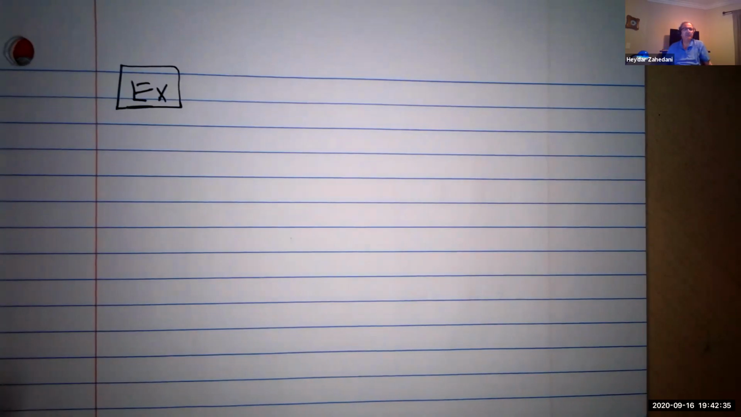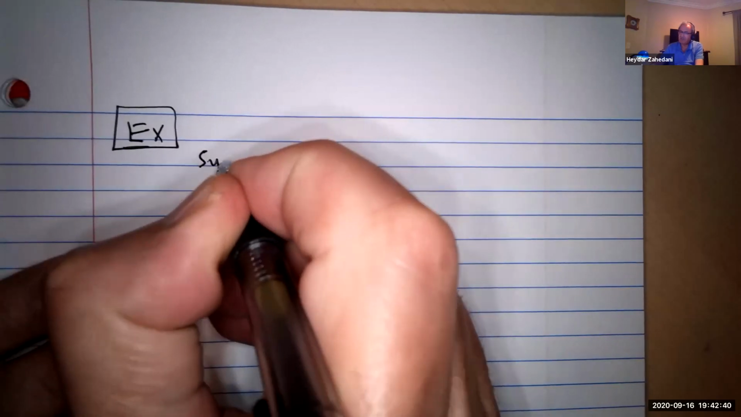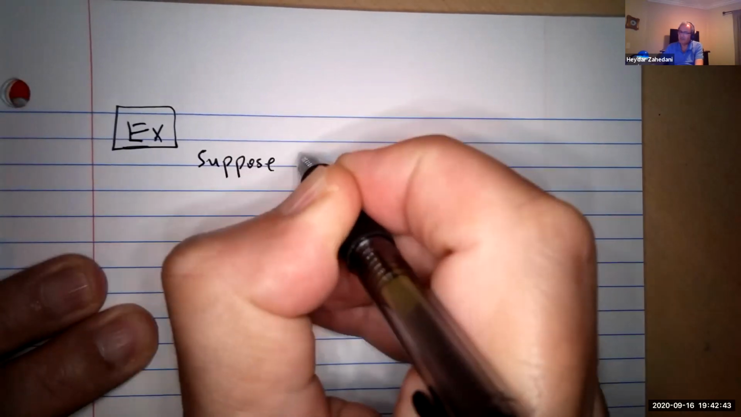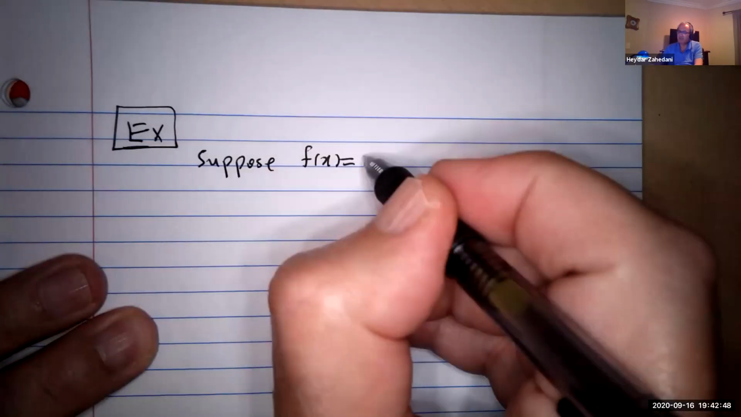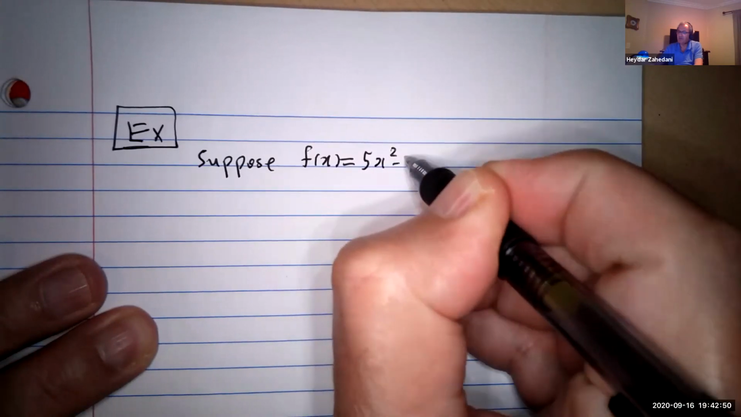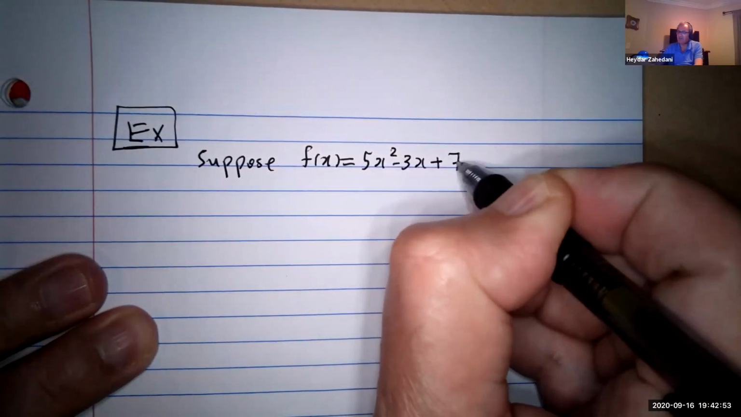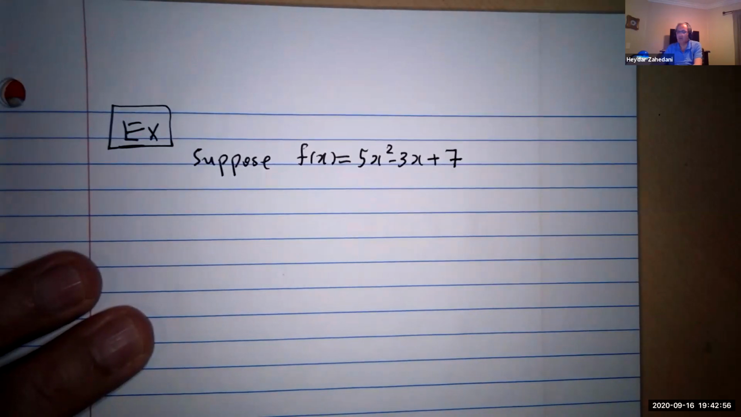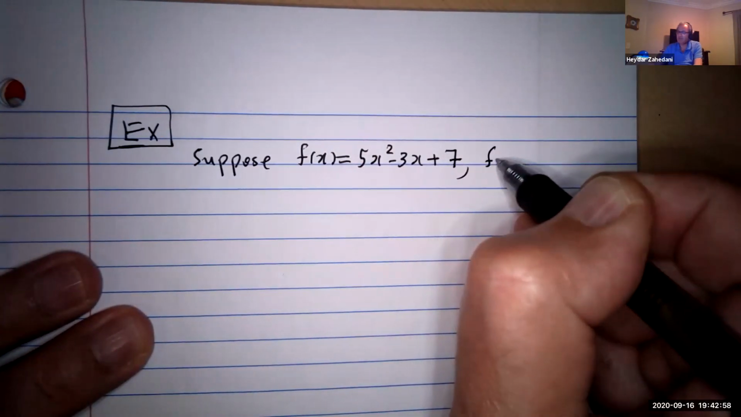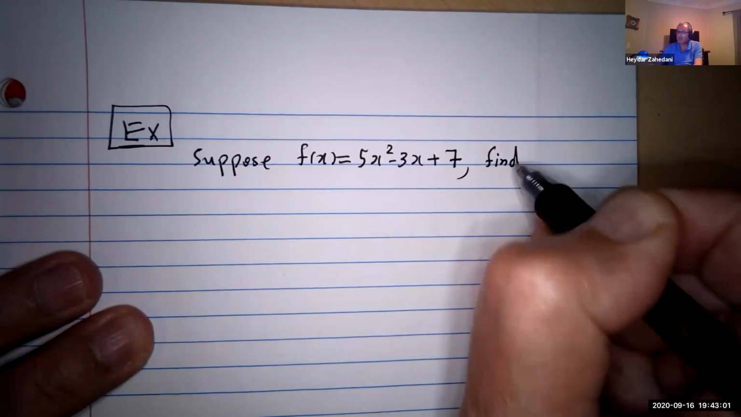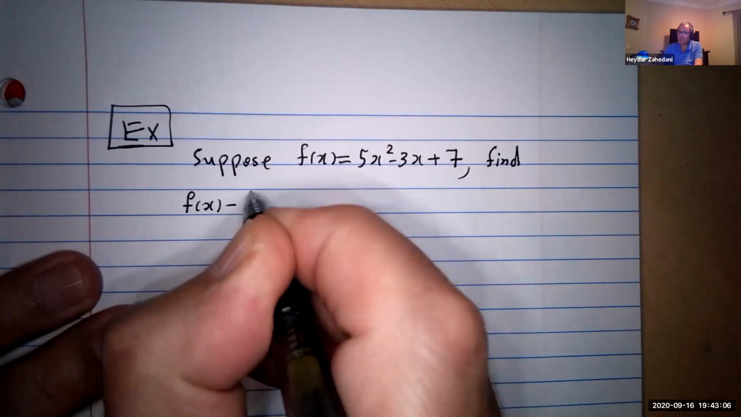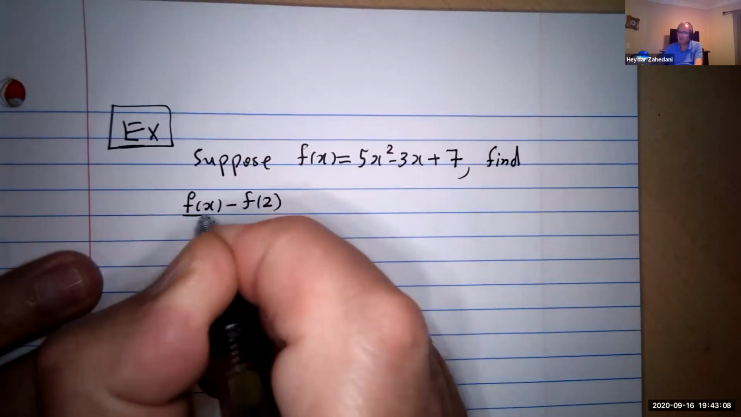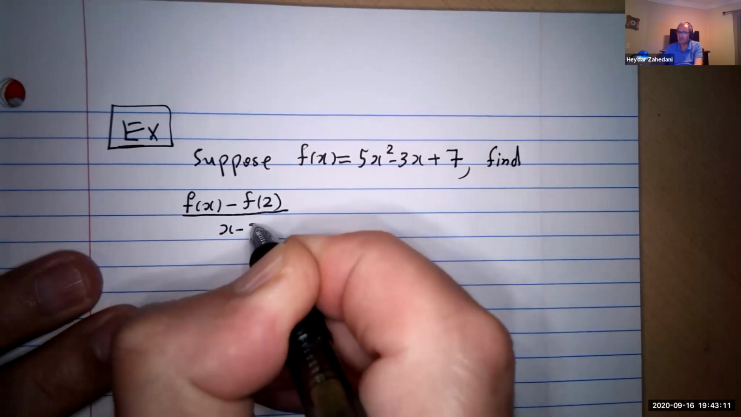This example is going to be a function that would be given to you. They give you this function. Suppose the function is f of x equal to 5x squared minus 3x plus 7. This is your function. Then they ask you to evaluate the next one. They ask you to find this quotient, f of x minus f of 2 divided by x minus 2.